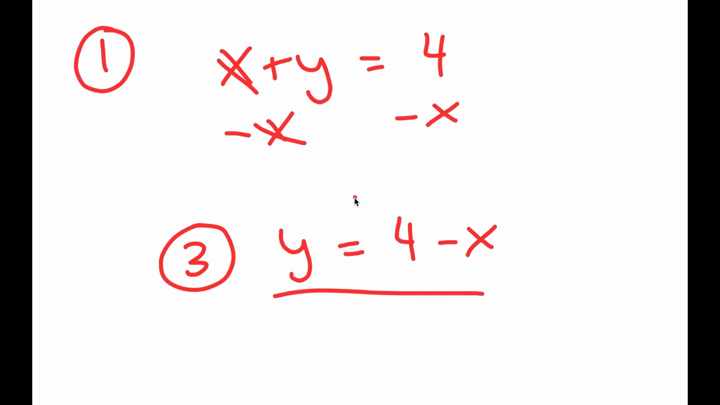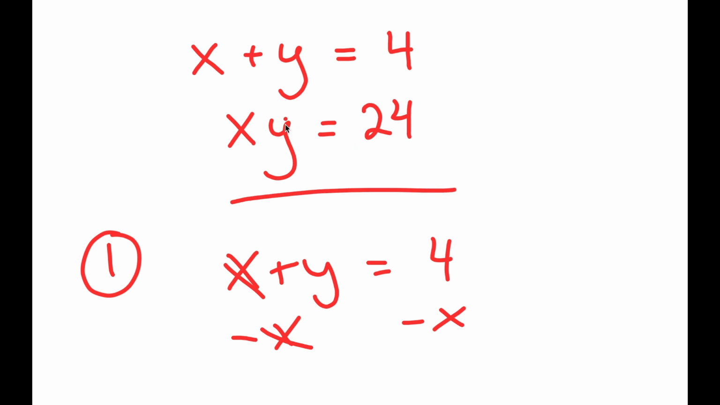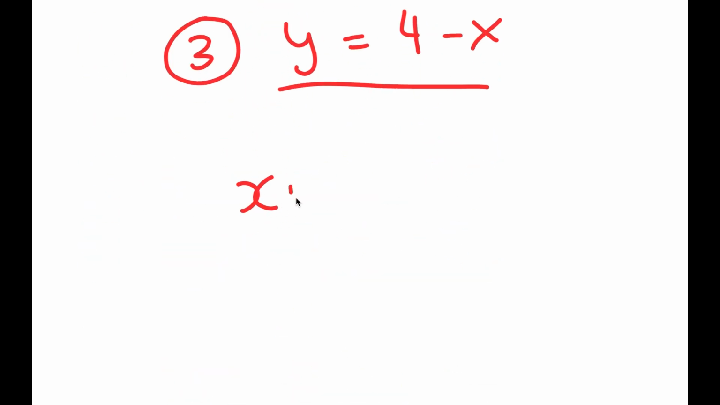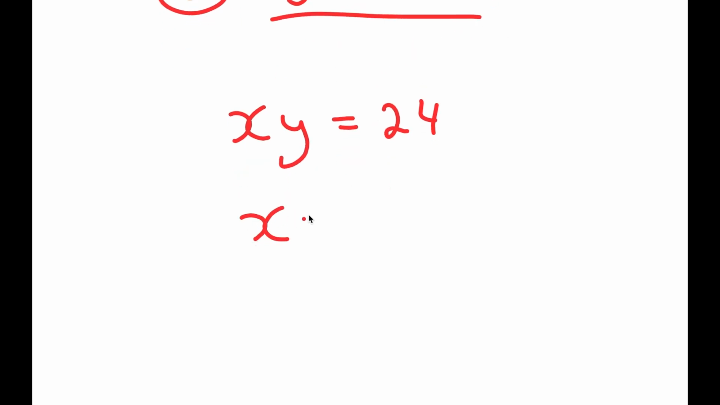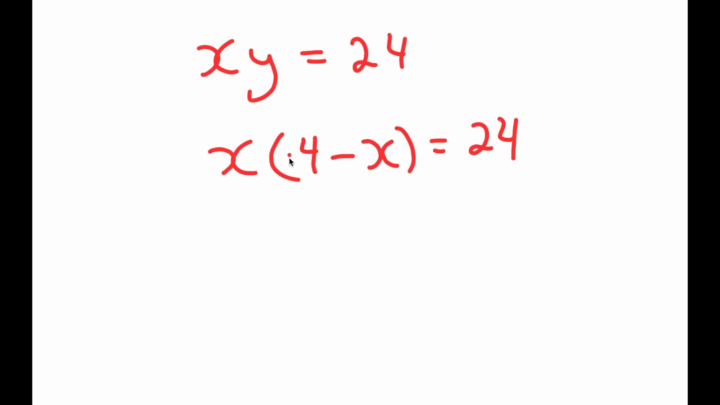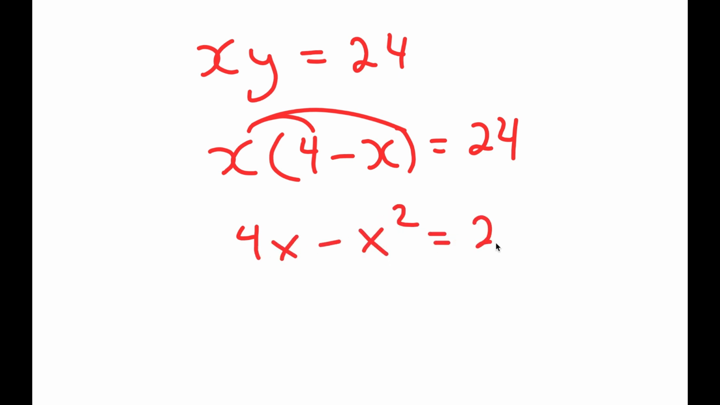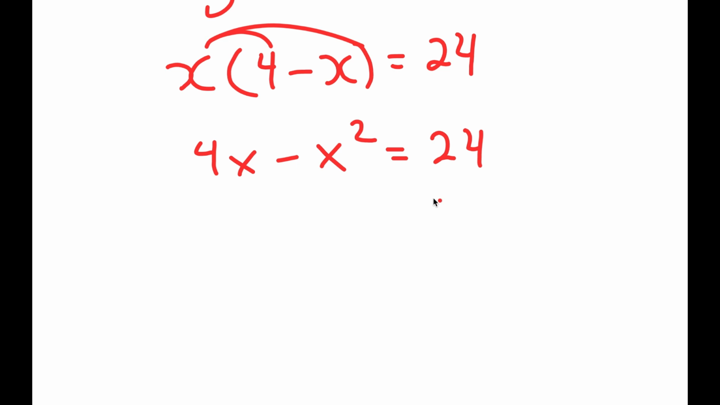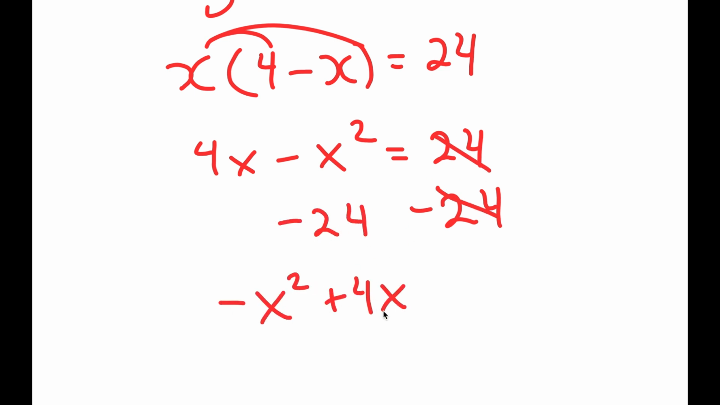Now that we have the value of y, I'm going to go back over here to our second equation, x times y equals 24. And if x times y equals 24 and y is equal to 4 minus x, then I get x times 4 minus x is equal to 24. And now if I distribute the x, I get 4x minus x squared is equal to 24. And now I'm going to subtract 24 on both sides. So I get negative x squared plus 4x minus 24 is equal to 0.